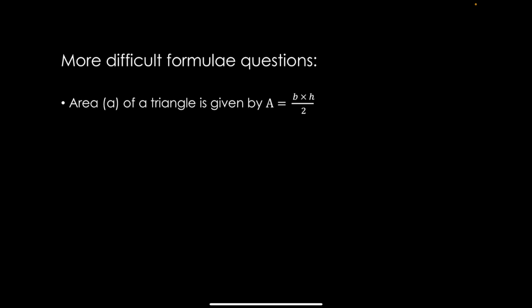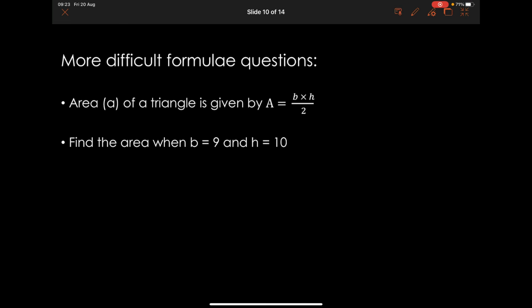For example, the area of a triangle. The area of a triangle is given by A equals base times height divided by 2. Find the area when B is 9 and H is 10. So pause the video if you like, have a go at that one, and press play for the answer.